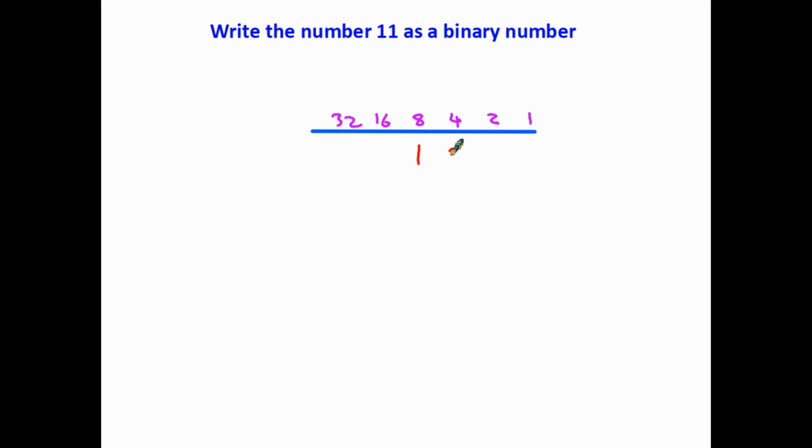So we can't add a 4. There's a 0 there. We can add a 2. 8 plus 2 would be 10. So 8 and 2. We need one more, so we need to put a 1 on the end, because 8 plus 2 plus 1 equals 11. So 1, 0, 1, 1 is the answer.